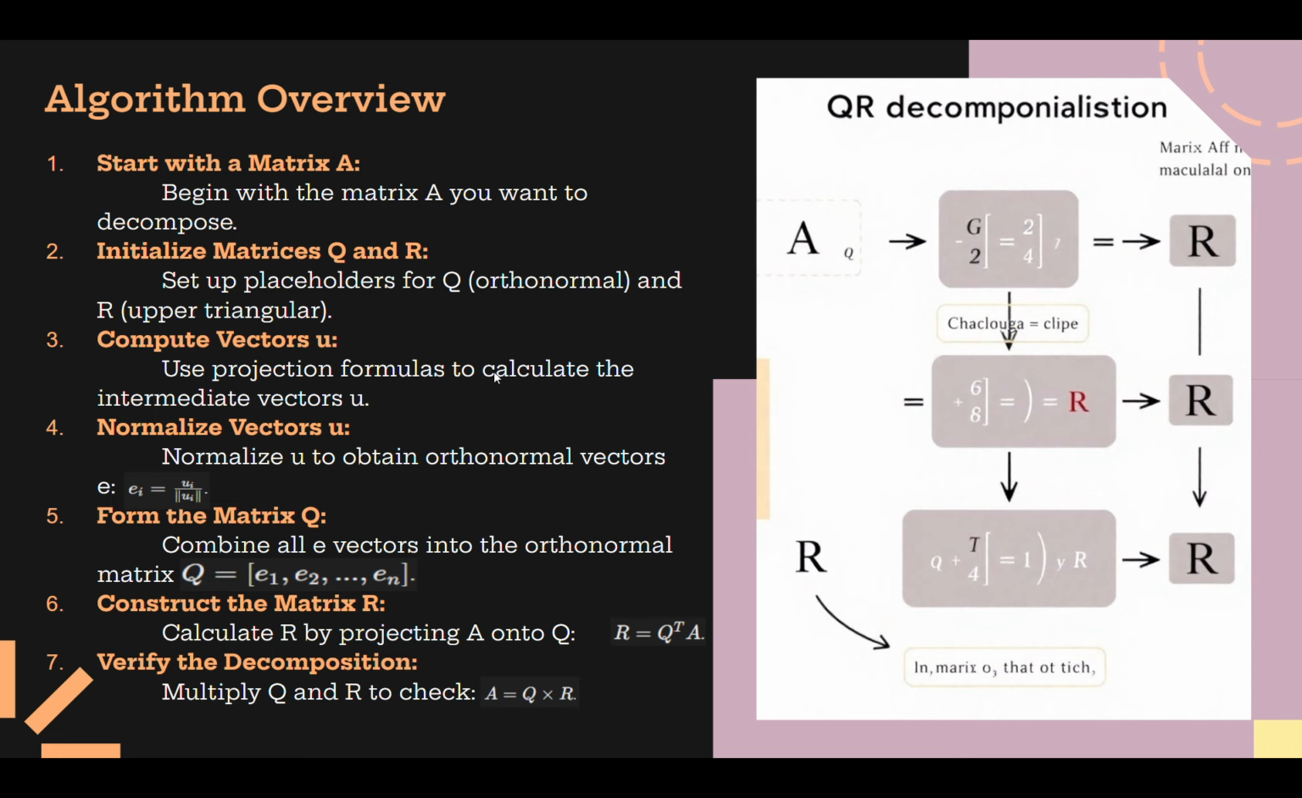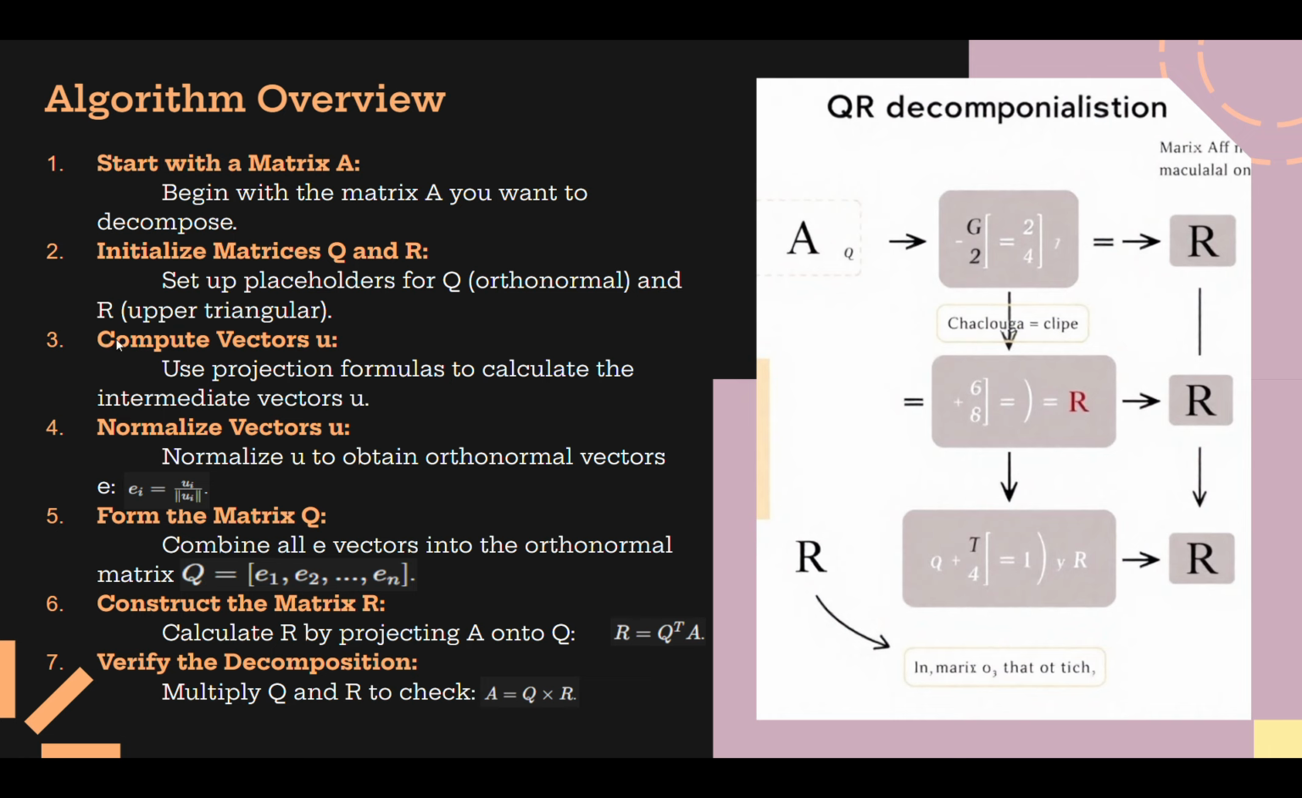How does QR decomposition work? Let me walk you through the steps of the QR decomposition algorithm. First, we start with the matrix A. This is the matrix you want to break down. Then we initialize the matrices Q and R. Q will hold the orthonormal vectors and R will hold the upper triangular values.